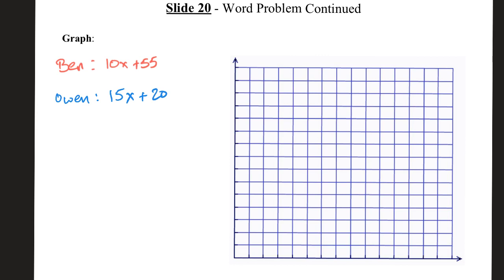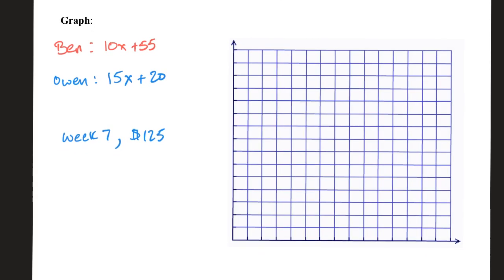And we found that to be week 7. So we said that that was week 7. And how much money did they have? Well, we found in the previous video that they had $125 each in the bank. So that was done using the tables. Now we also want to verify that using the graph. That's why we have a graph right here.